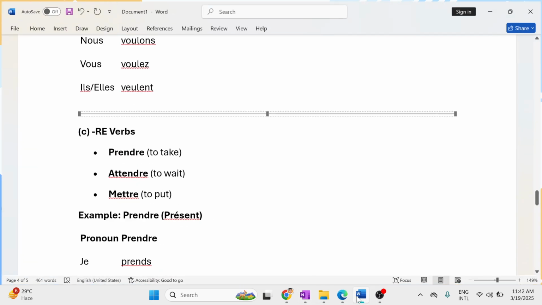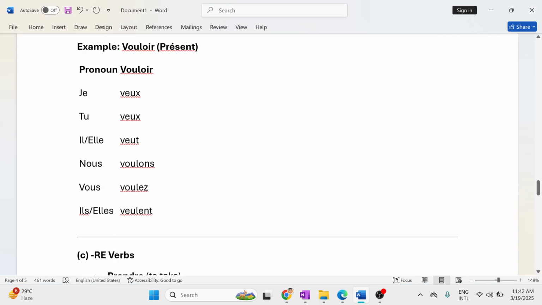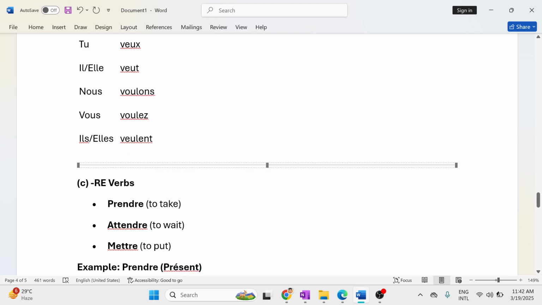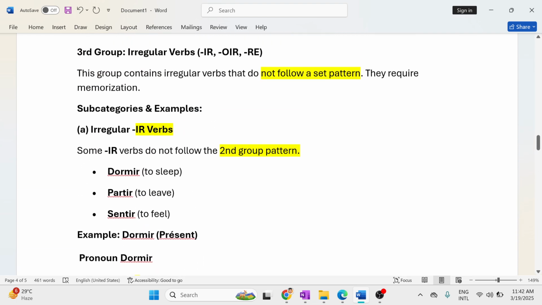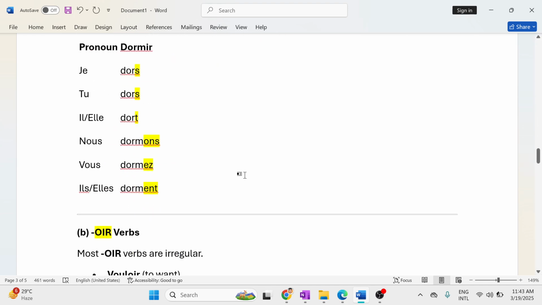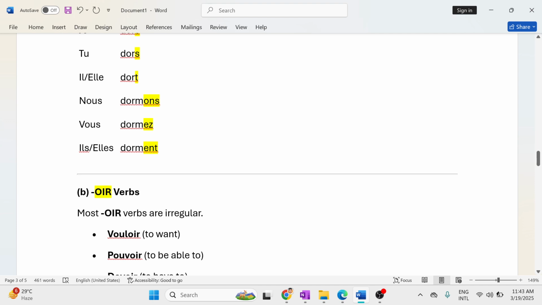It's fine till here, right? Some of the RE verbs, prendre, attendre, are also very important. Even though the irregular group is very small, with very few verbs, some of them are very important, like voir, dormir, partir. These verbs are very highly used in the language, and that's why you have to learn them. Even if you're not learning ER verbs, you don't need to do all the ER conjugation.